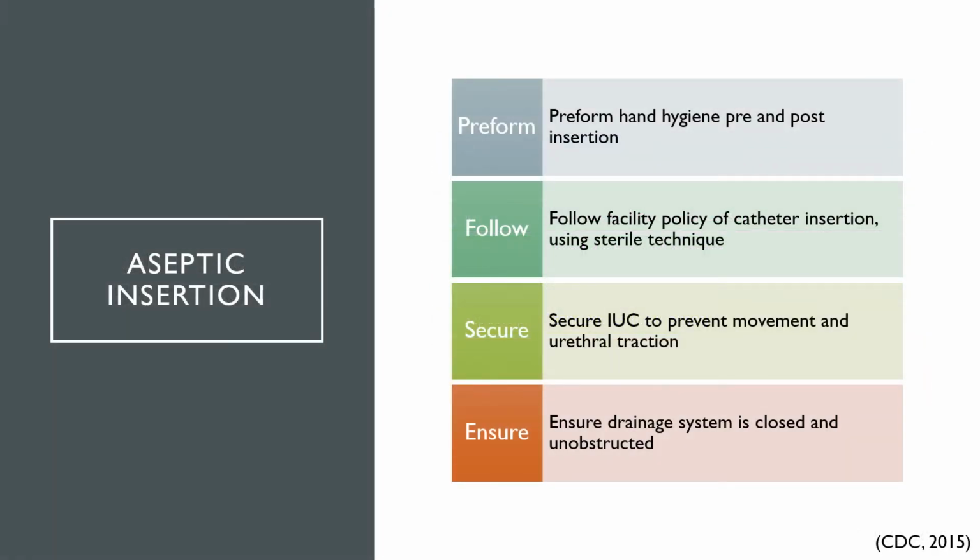If an indwelling catheter is indicated, utilizing proper technique when inserting an indwelling urinary catheter reduces the risk of infection. When inserting the indwelling catheter, be sure to perform hand hygiene before and after you begin and complete the procedure. Follow your facility protocol on how to perform catheter insertion using sterile technique. Be sure to secure the catheter to the leg using an anchor to prevent movement and urethral traction. And ensure the drainage system is closed, free of kinks and obstructions, and placed below the bladder.